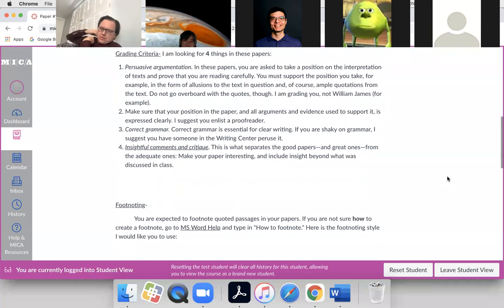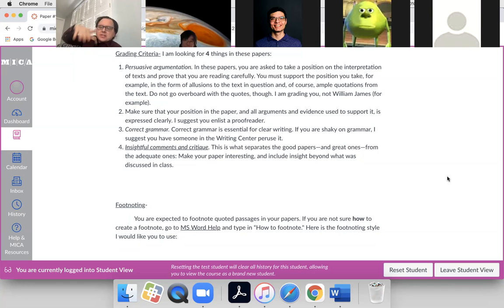Secondly, your papers must be clear. I have to be able to understand what you're reading. Proofreaders can be invaluable here. I suggest you recruit one. Get a family member, friend, or again, someone from the writing studio. Correct grammar, that is part and parcel of clarity. If you're not writing in correct grammar, I won't be able to understand what you're saying. So if you know that you have recurring or routine grammatical issues, then please do see someone in the writing studio.